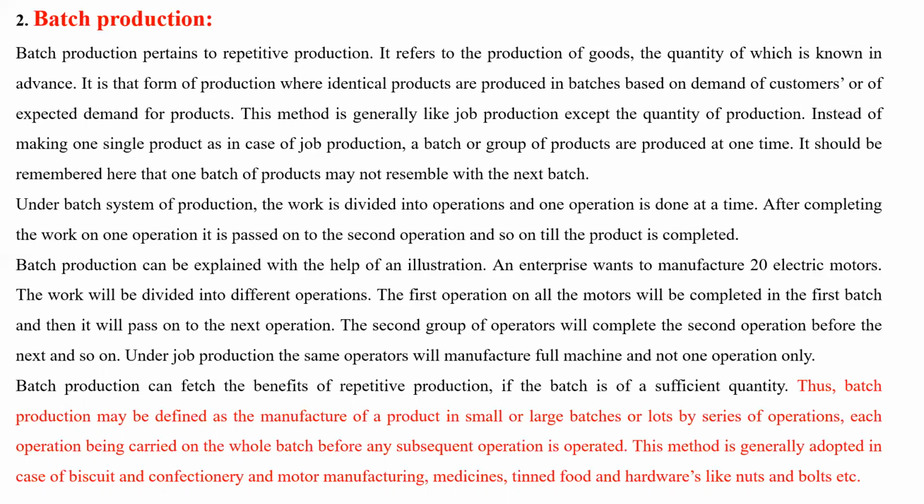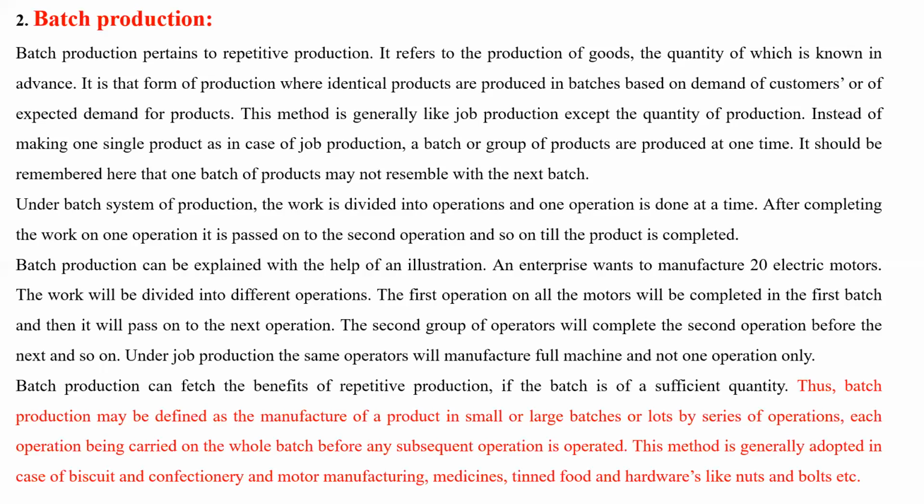For this we can follow materials requirement planning. It is a form of production where identical products are produced in batches based on demands of customers or expected demand for the products. This method is generally used like in job production, except for the quantity of production. Instead of making one single product as in job production, in batch production a group of products is produced at one time.